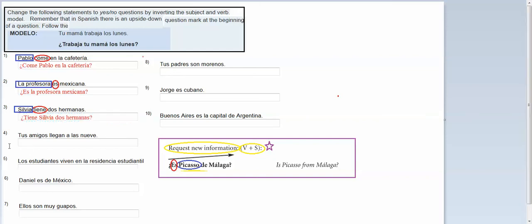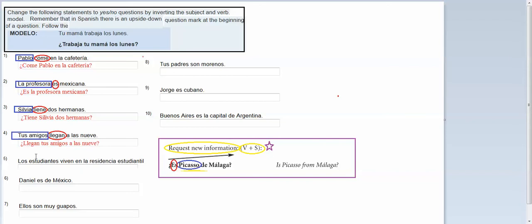Okay. So then in the next one, tus amigos llegan a las 9. My verb is llegan. Okay. And tus amigos is my subject. So if I want to turn this into a question that requests new information, I'm going to start with my upside down question mark. I'm going to put my verb, my subject, so ¿llegan tus amigos a las 9? and my right side up question mark.